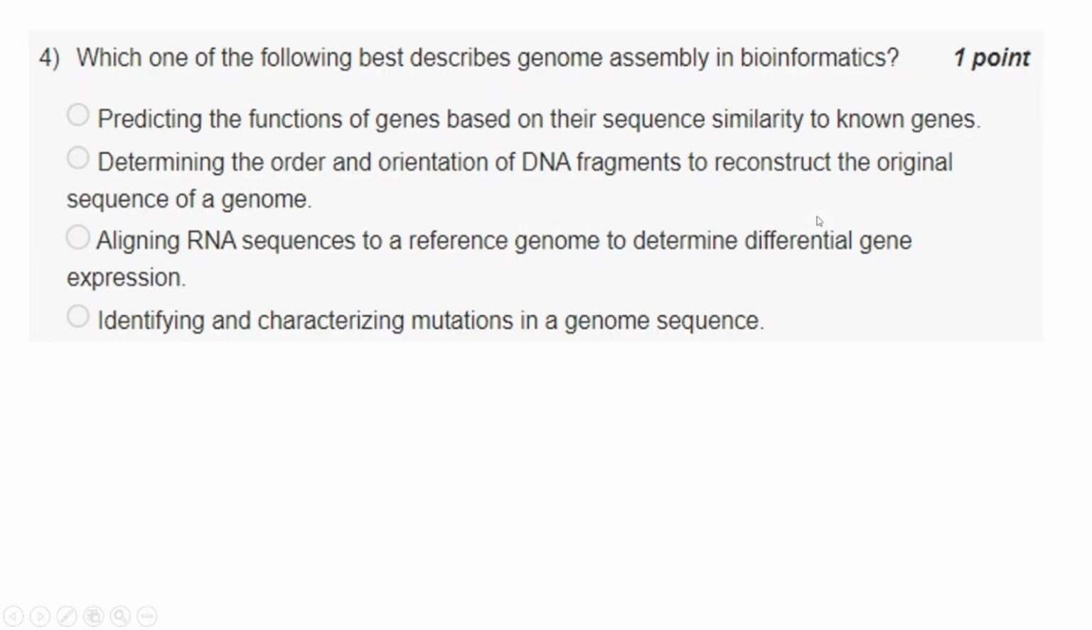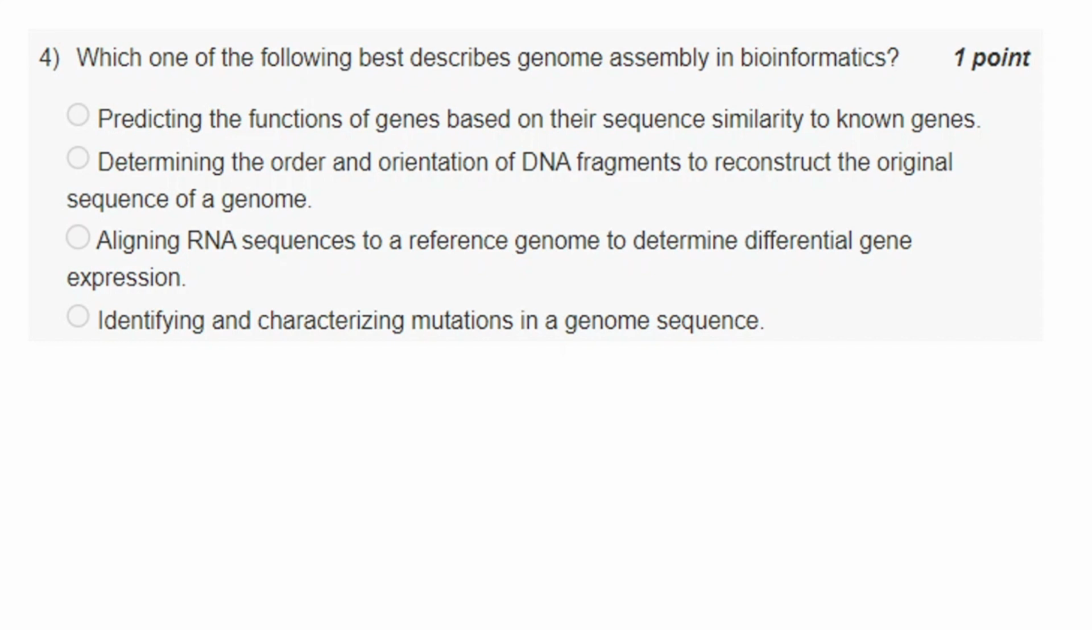Which one of the following best describes genome assembly in bioinformatics? The options are: predicting the functions of genes based on their sequence similarity to known genes; determining the order and orientation of DNA fragments to reconstruct the original sequence of a genome; aligning RNA sequences to a reference genome to determine differential gene expression; identifying and characterizing mutations in the genome sequence. Anyone? Option 2. Option 2, determining the order and orientation of DNA fragments to reconstruct the original sequence of a genome.